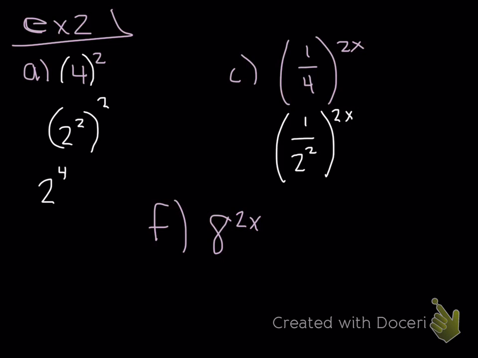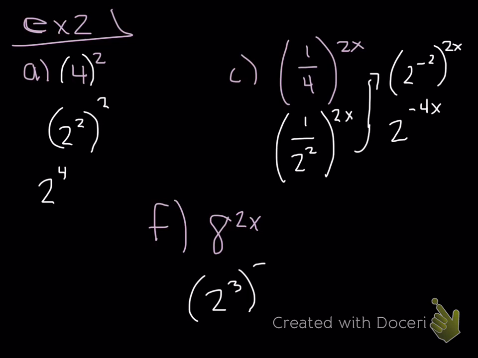And I know if I want to bring this up, I would make it negative. So this is the same thing as saying 2 to the negative 2nd power raised to the 2x. And when I have a power to a power, I multiply my exponents. So this is 2 to the negative 4x. So again, this is the same thing as the original problem. We're just rewriting it in a different form. And letter F, again, I'm changing 8 to be 2 cubed raised to the 2x power. So I multiply my exponents, and this will be 2 to the 6x power.